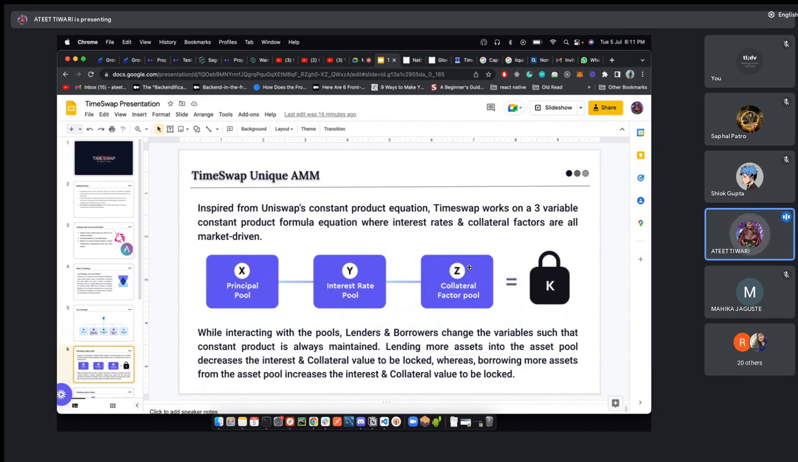While interacting with the pool, lenders and borrowers change the variables such that constant product is always maintained. Lending more asset into an asset pool decreases the interest rate and collateral factor, whereas borrowing more assets from the asset pool increases the interest rate and collateral value to be locked.